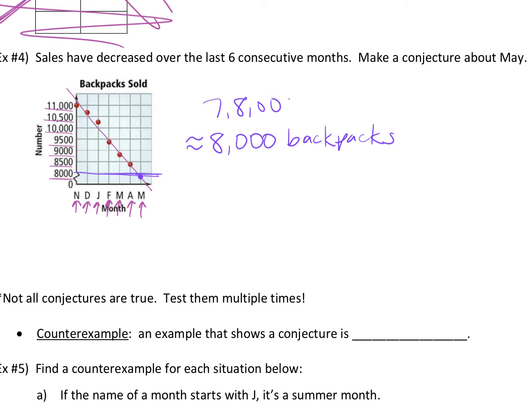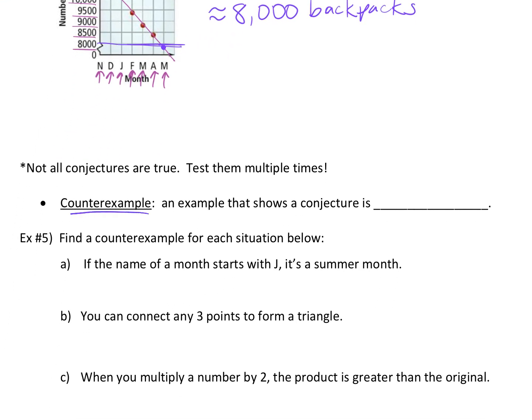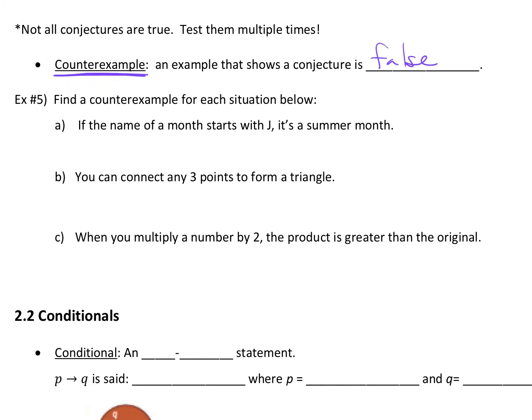Okay? Now, when you make conjectures, they're not all true. Sometimes there is error in a conjecture. So what we do with that is we find what's called a counterexample. And that's just an example that shows that your conjecture is false. So let's take a look at this example 5 here. Last example, okay? We're going to find a counterexample.